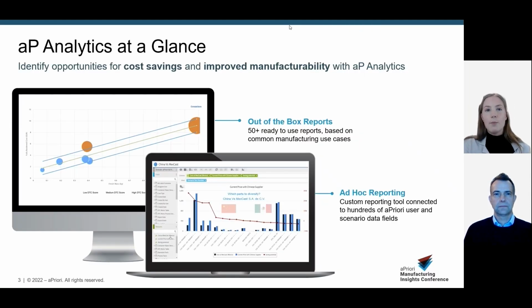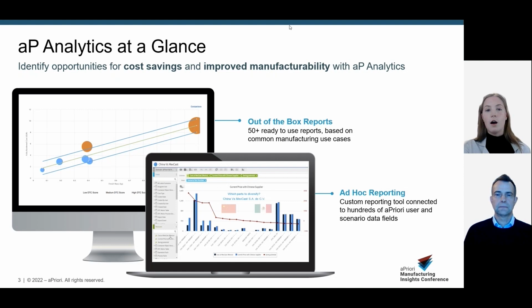AP Analytics is aPriori's business intelligence tool created to help engineers and team leaders drive cost savings and design improvement through analysis of aPriori results. There are two capabilities within AP Analytics that I'd like to highlight. We have out-of-the-box reporting and we have ad hoc reporting. Out-of-the-box reports are pre-built and they are ready to use. We offer more than 50 different out-of-the-box reports that meet common design, source, and quote use cases.